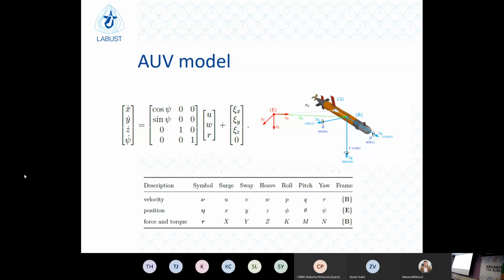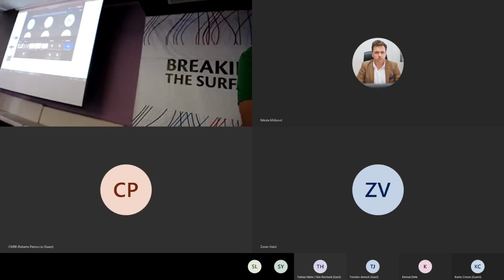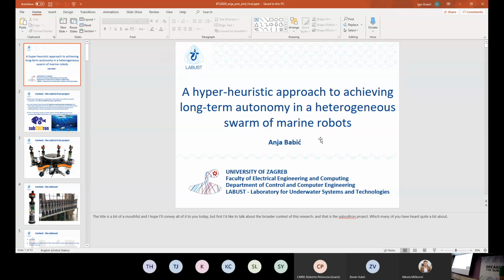Okay, our next speaker is Ana Babić. Ana is a researcher and PhD student from the University of Zagreb, from the LABUST laboratory, and Ana worked on several research projects in LABUST, CADDY, and subCULTron. Ana's research interests include evolutionary, neural and bio-inspired robotics. And I believe that Ana is now at the end of her PhD, and she's going to present her work on achieving long-term autonomy in heterogeneous swarms of marine robots.